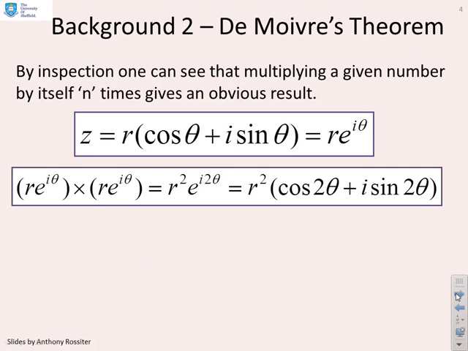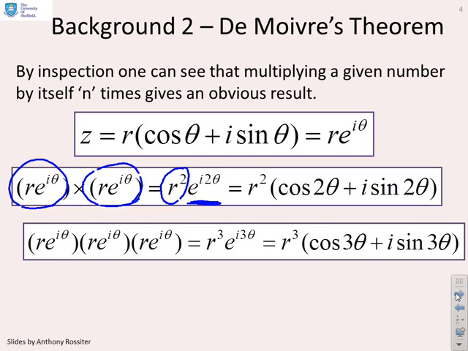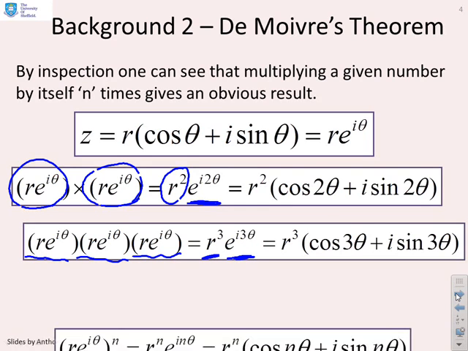So you'll notice what I've done here is I've multiplied a complex number r e to the i theta by itself, and therefore the product has given me a modulus r squared, and the phase has become 2 theta. What about if I multiply a number by itself twice? In other words, I cube it. Then what do you notice? I get the modulus cubed, r cubed, and then e to the i 3 theta. I get 3 times the phase.